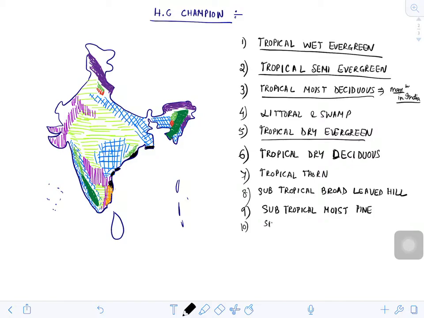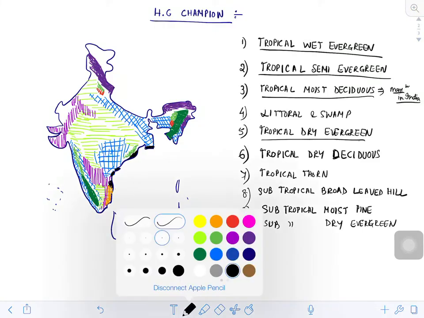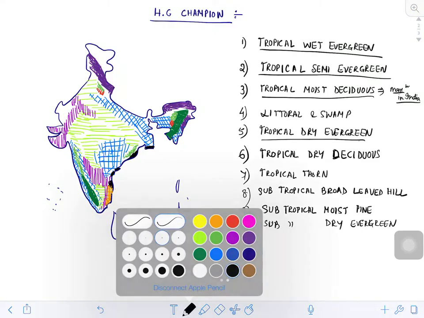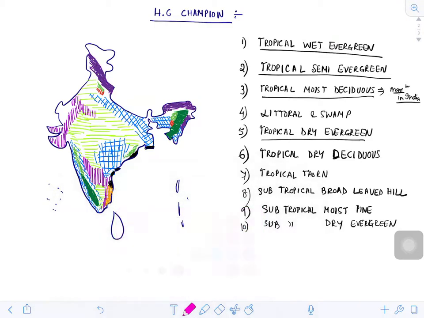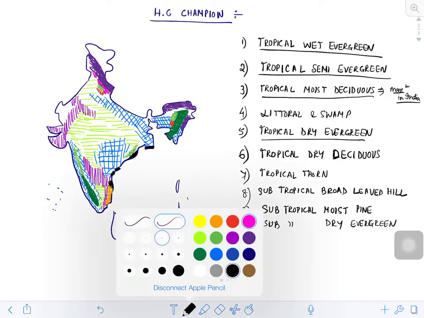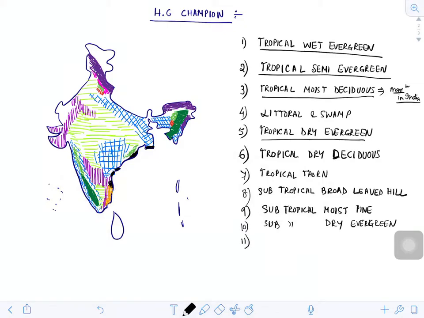Now we have subtropical dry evergreen. Now this includes areas where very little amount can be found, that too mostly in the Himalayan regions. Then we have subtropical dry evergreen, we are done.